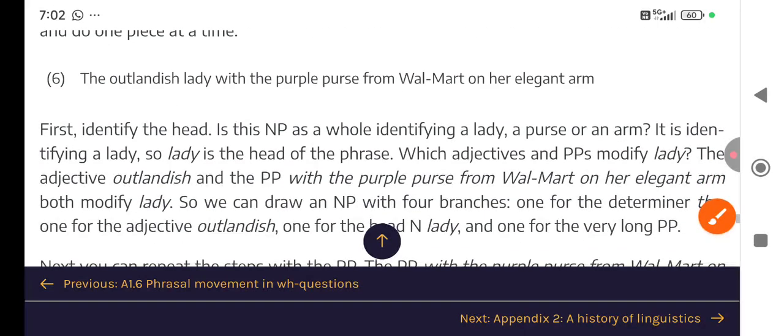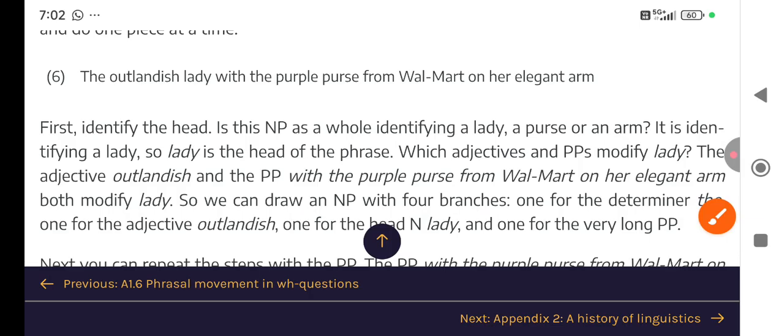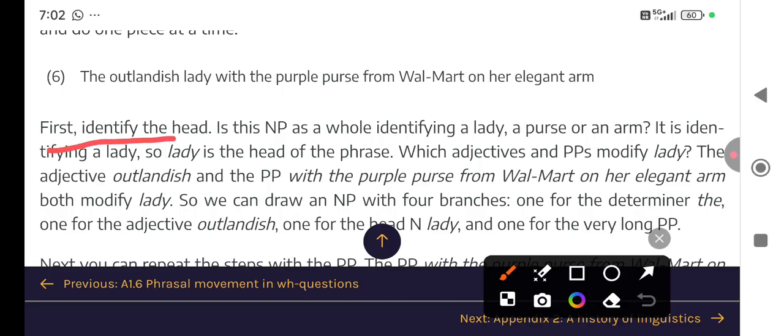How? First, identify the head of the noun phrase. So for such a sentence, first we have to find the head of the noun phrase. First we have to find the noun phrase as a whole, identifying a lady, outlandish lady. That's the head of the noun.